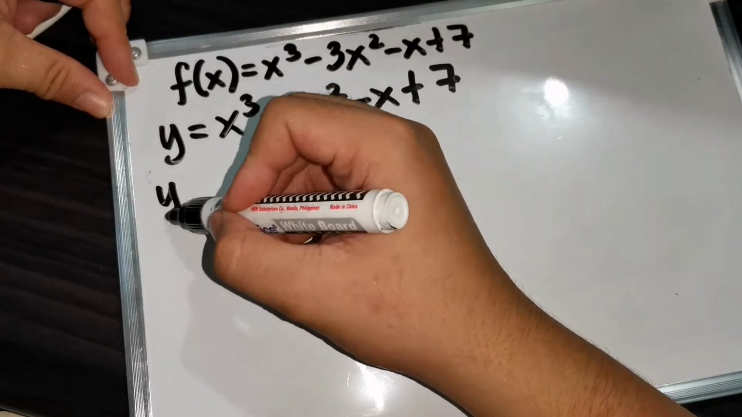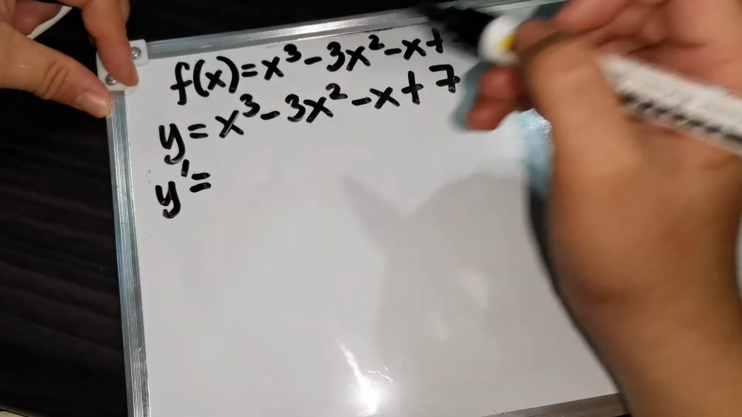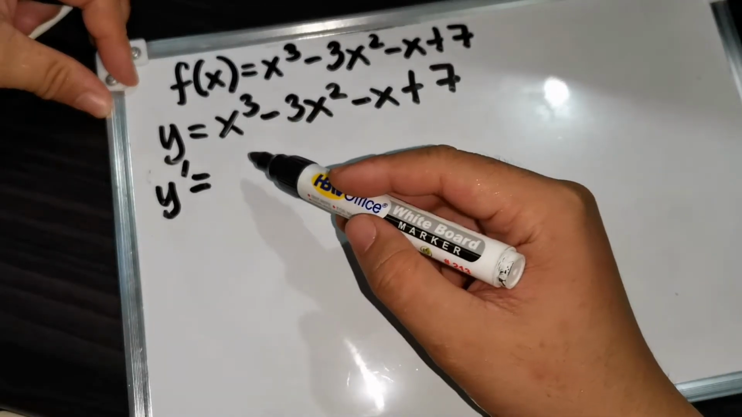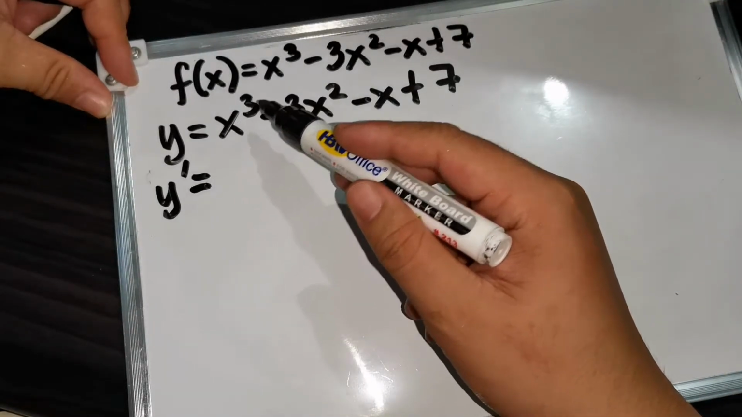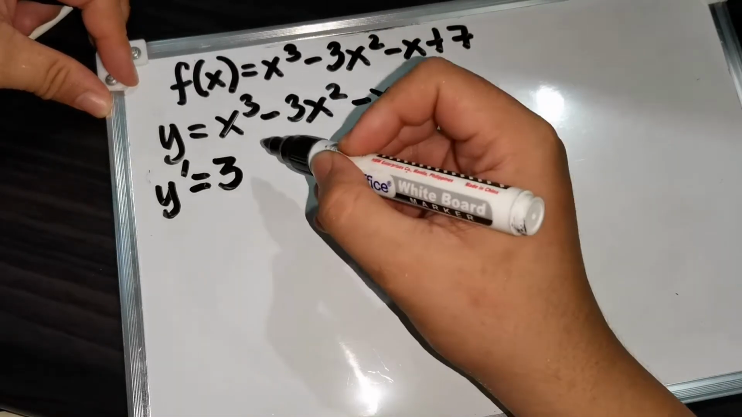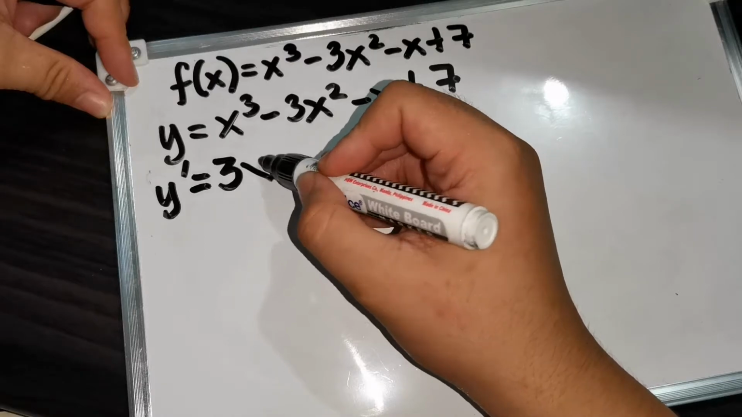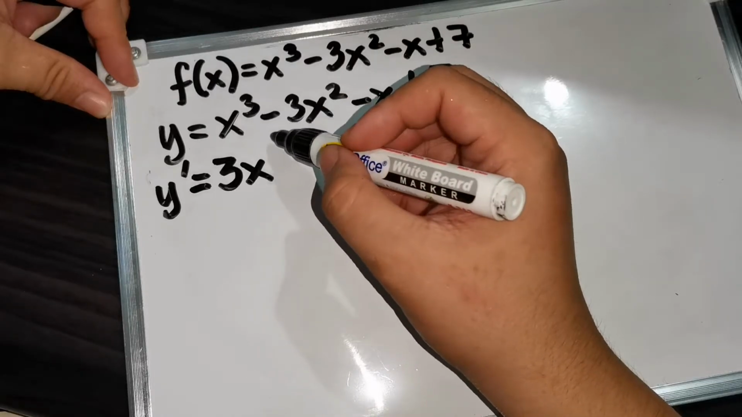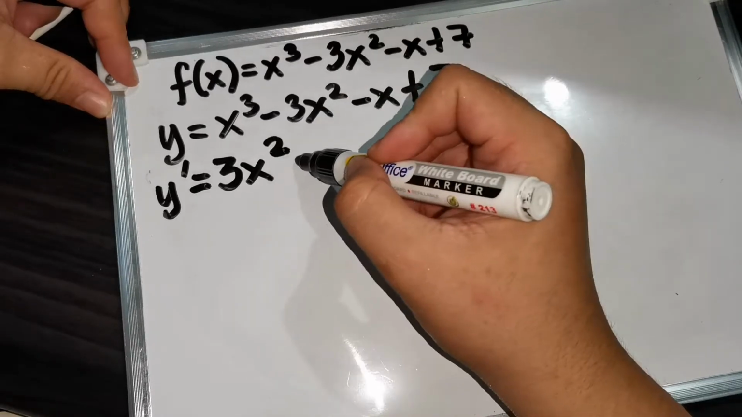So that will be y prime is equal to, what will be the derivative of x cubed? So we copy your exponent, so that will be 3. And we copy your variable. Then we subtract 1 to your exponent, so that will be 2.